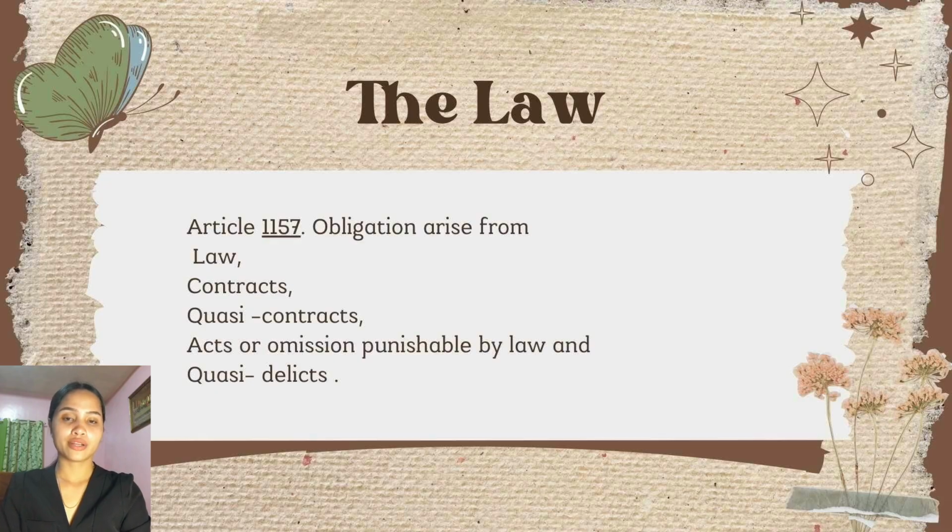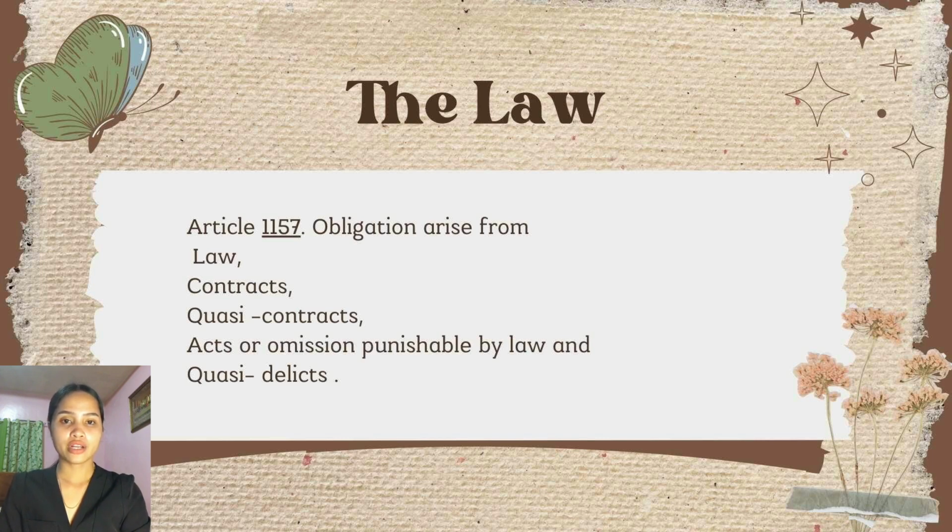Next, Article 1157. Obligations arise from law, contracts, quasi-contracts, acts or omissions punishable by law, and quasi-delicts. So in conclusion, Article 1157 serves as a cornerstone in understanding the diverse origins of obligations, providing a comprehensive framework that is crucial for legal practitioners, scholars, and individuals navigating the legal landscape in the Philippines.